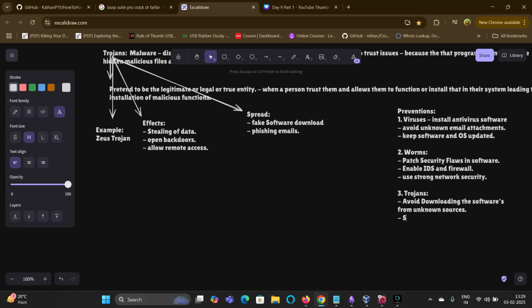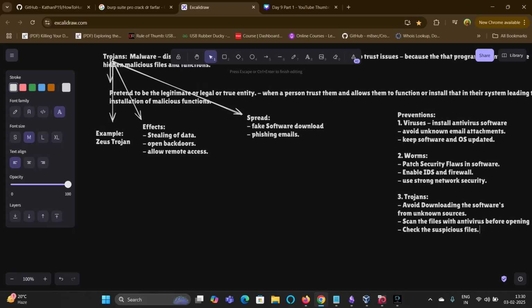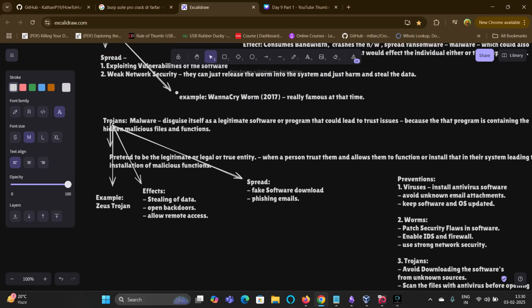Then moving on further, you can also scan the files with antivirus before opening. Next, you can avoid clicking suspicious files, which means checking for suspicious files. And that's how you can prevent your system from any kind of malware threats. These are the basic preventions you can use for any kind of malware or malicious threats. That's how you can prevent your system from malicious software.